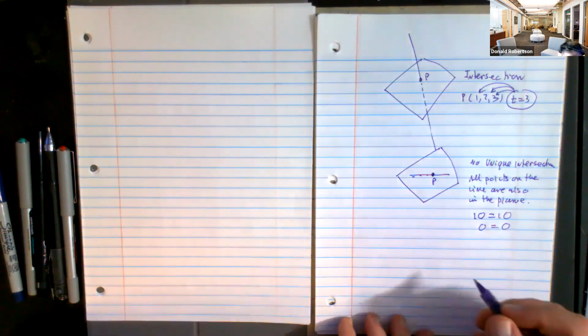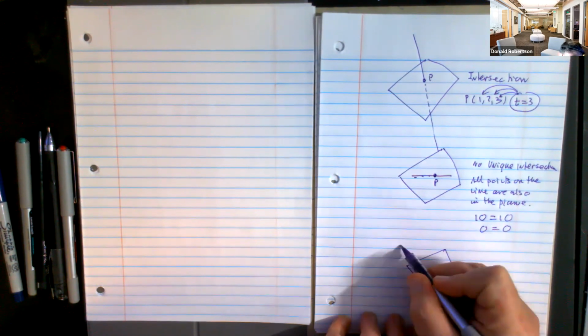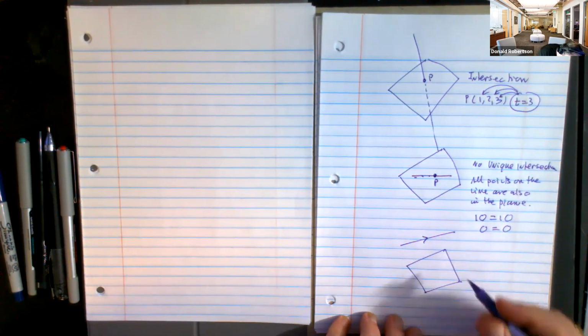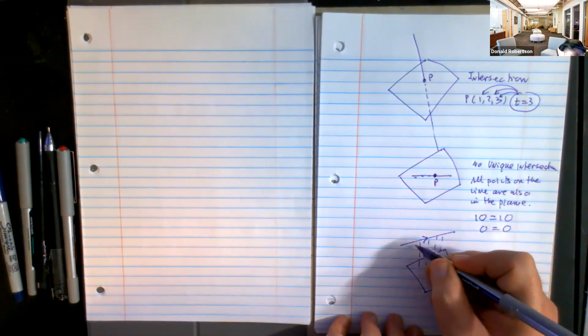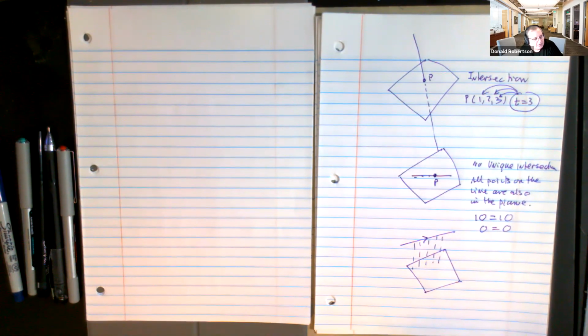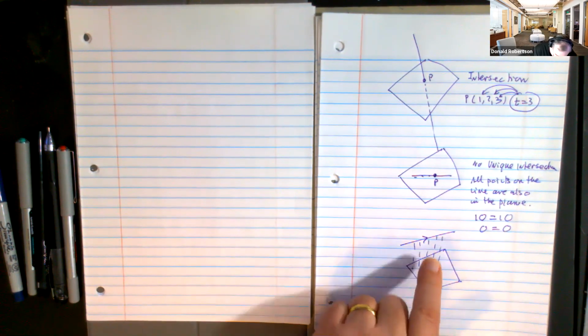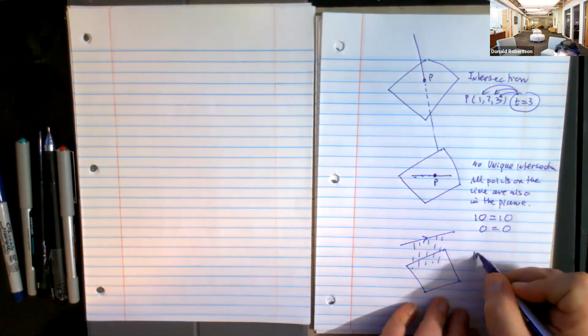Now, the third possibility is that the line never, ever intersects the plane. It flies above it. In this case, what you're looking at is essentially that there is no solution.